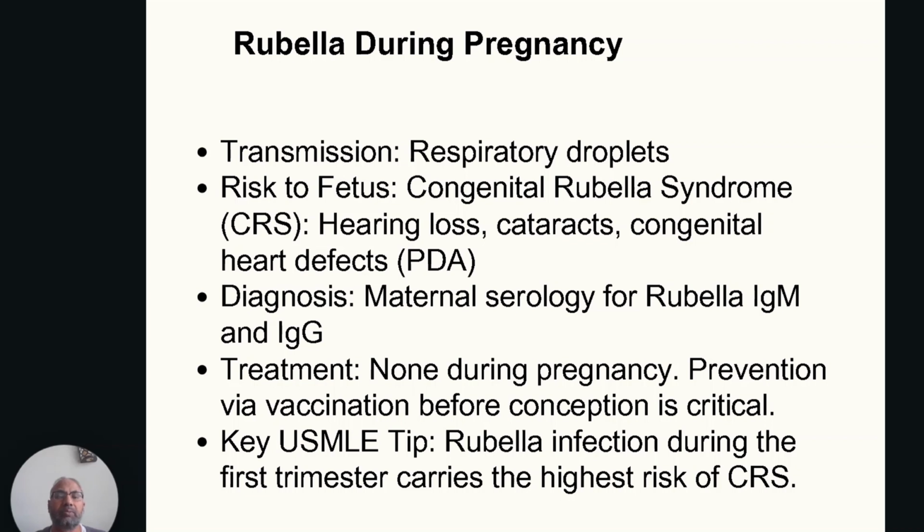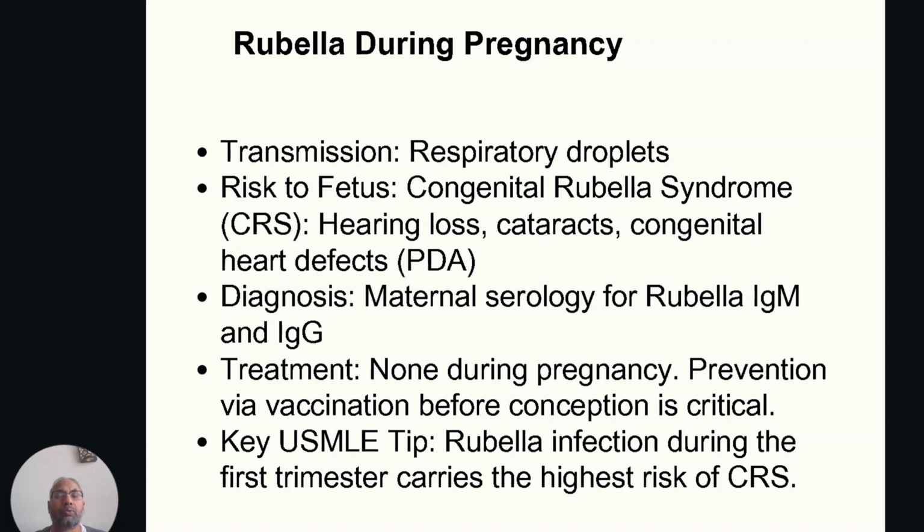Diagnosis of this condition is mainly through serology for rubella IgM antibody and IgG antibody. And for treatment, we can't give any treatment during pregnancy. There is no role for antivirals either. Prevention through vaccination before conception is critical. So every mother has to receive the rubella vaccine before conception of her pregnancy. So if any mother is planning to become pregnant, then she has to take the rubella vaccine.